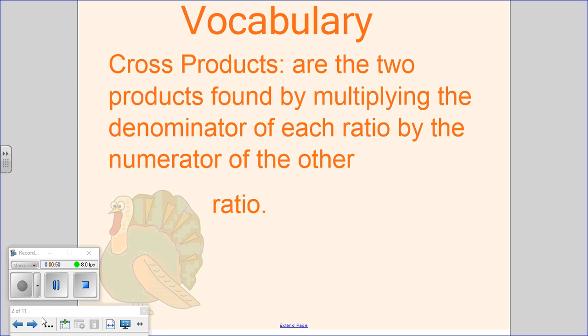Cross products, another important vocabulary word that we will be using a lot when we're solving proportions for a missing number. So a cross product are the two values, the two products that are found by multiplying the denominator of each ratio by the numerator of the other. So we're going to multiply the numbers that are across from each other diagonally.